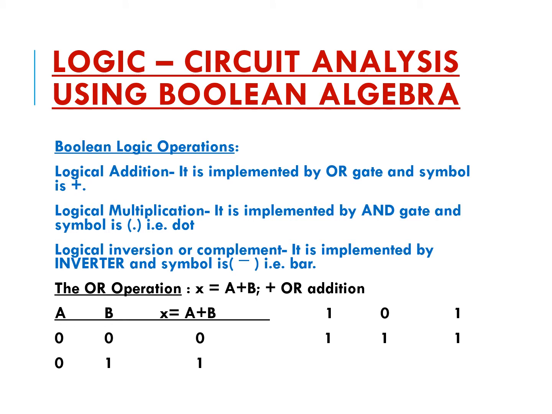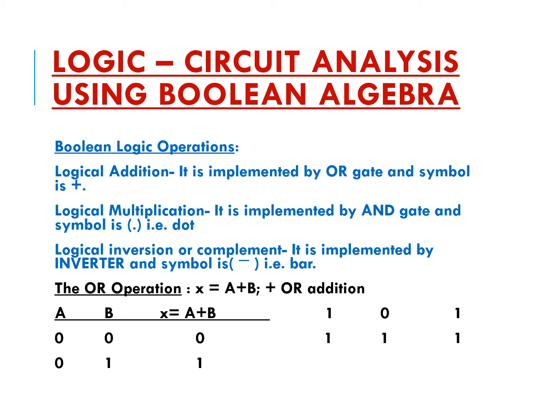The OR operation: x is equal to a or b. Now this is OR addition. It is not an ordinary plus, but it is OR addition, and you will see what I mean. Let's suppose there are two variables a and b, or there are two conditions, that is both the switches are off, or there are two doors, or anything which is indicating two possible conditions.